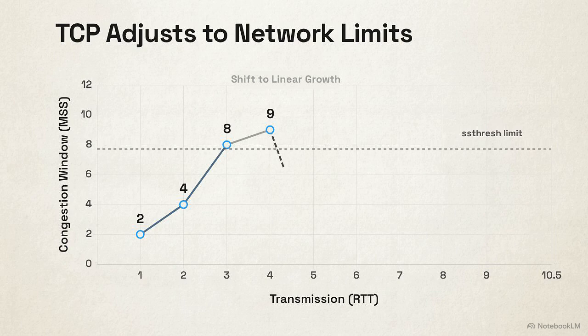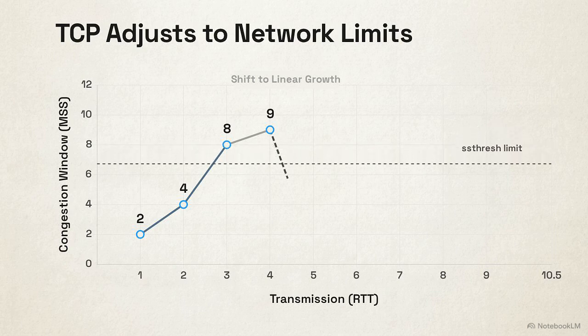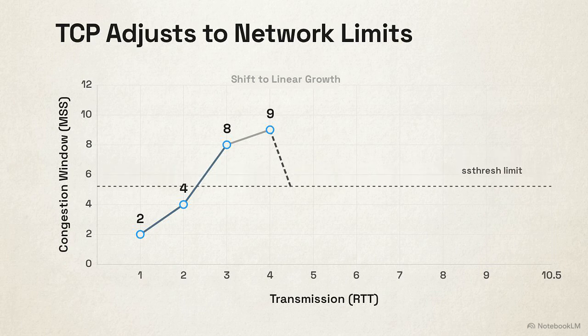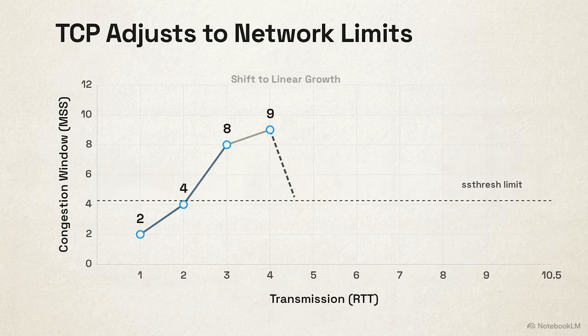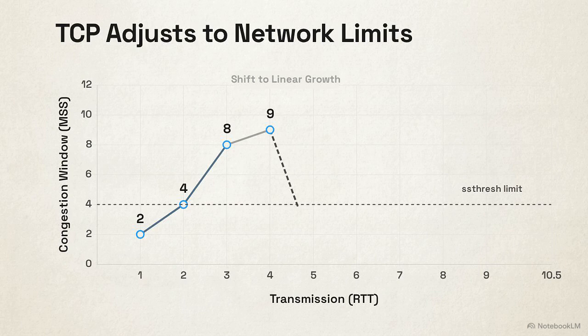At transmission 5, a critical fault occurs, a timeout. The expected acknowledgements for the sent data never arrived. A timeout suggests that an intermediate router's buffer overflowed and the packet was dropped. The algorithm responds by updating the threshold. The new threshold is set to half of the current congestion window. Half of 9 is 4.5, rounded to 4.